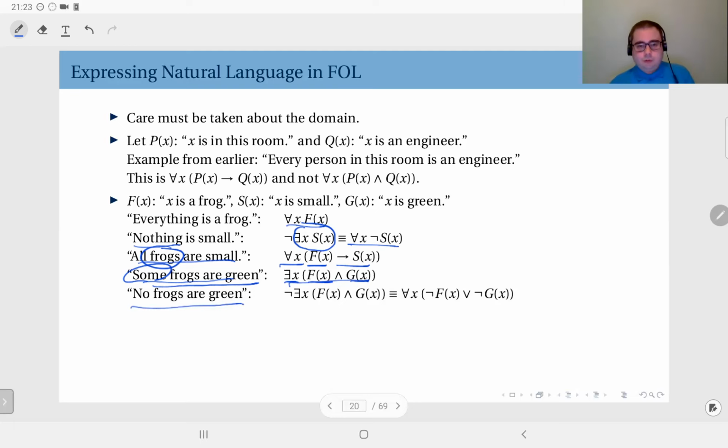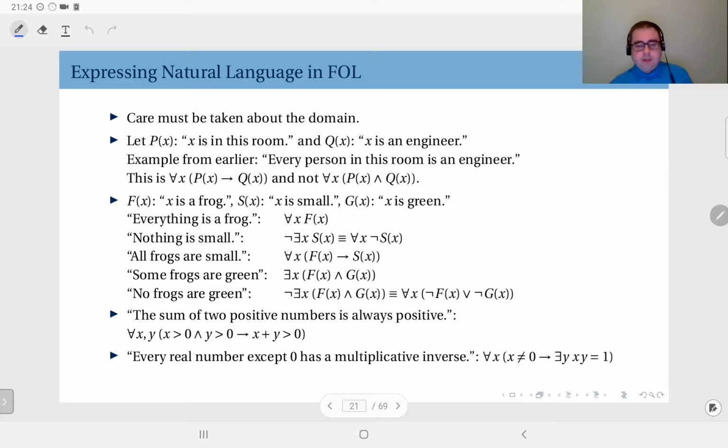Last one, no frogs are green. If you look closely, this is the negation of that last statement. We had some frogs are green. If you negate this, you have to say no frogs are green. Okay, so it's the negation of existence. You are saying no such thing exists. Okay, so there doesn't exist, let's say, f of x and g of x, and apply De Morgan's rule here: for all x, not f of x or not g of x. Simple as that. Here, this negation swaps the existential quantifier into a universal one, and the negation moves inside where you can apply De Morgan's rule.